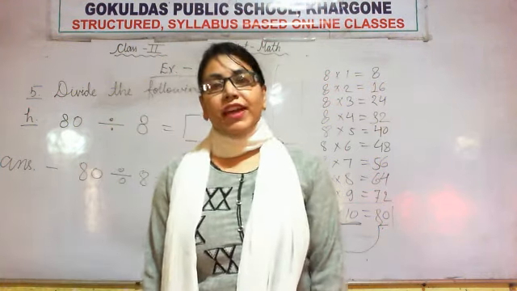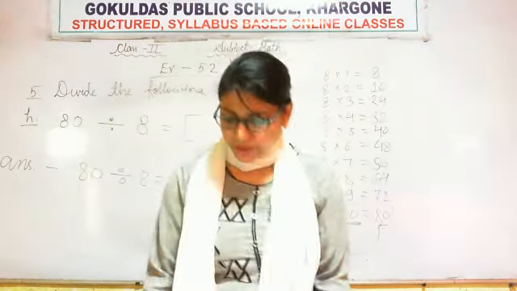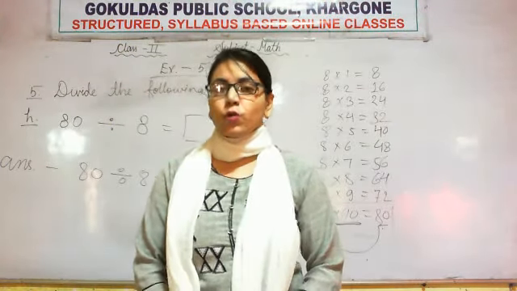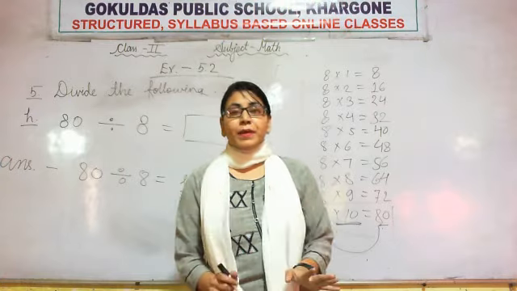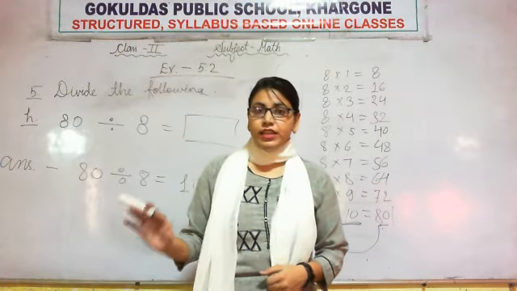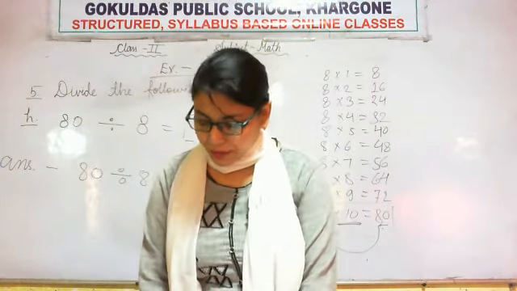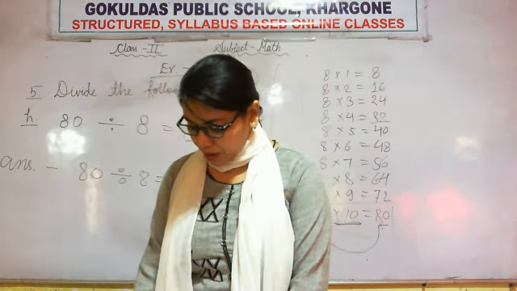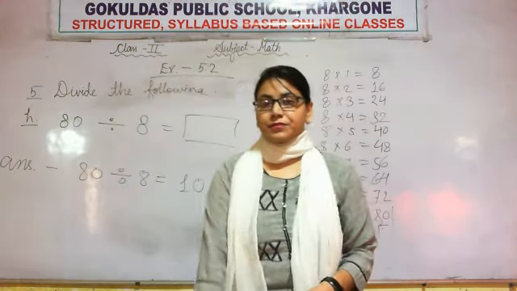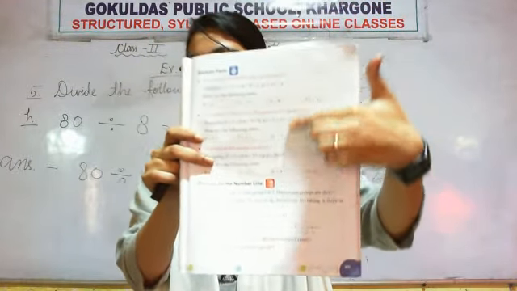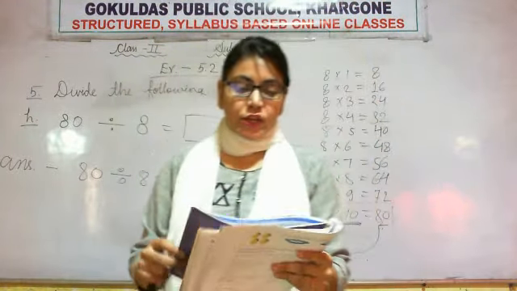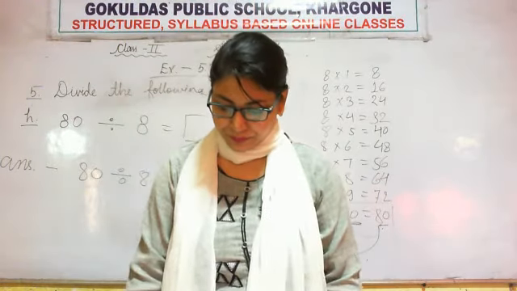Now our question number 5 is done. With this question we are done with exercise 5.2 and we have learned all the properties of division. So with the help of those properties you can solve the questions given on page number 69. This is your homework, you need to solve it on your own.